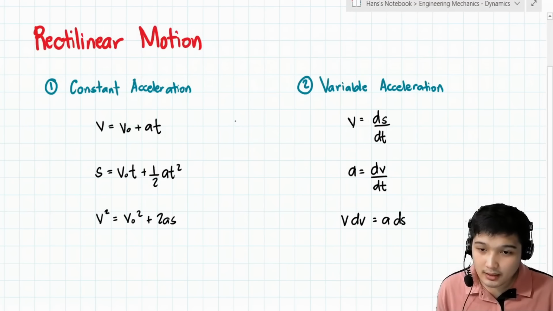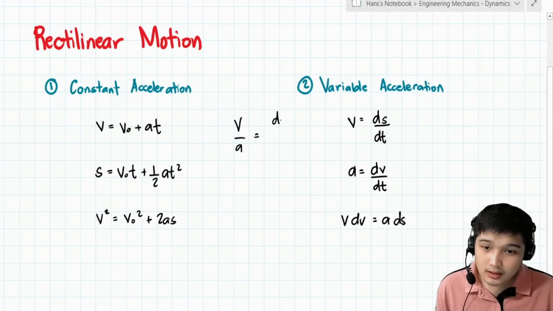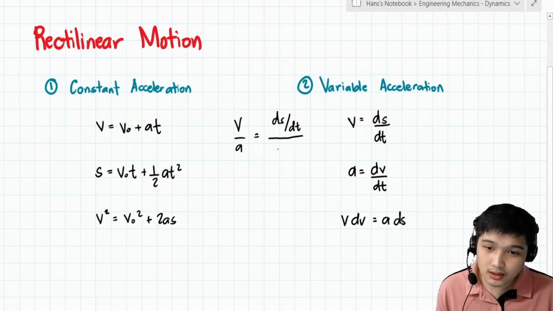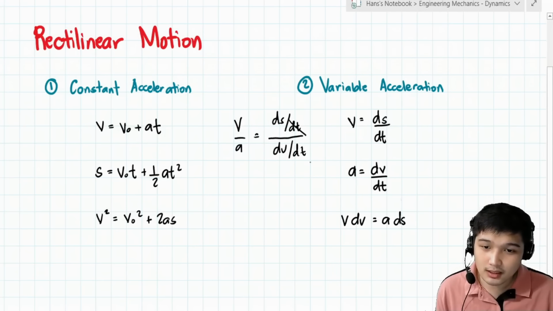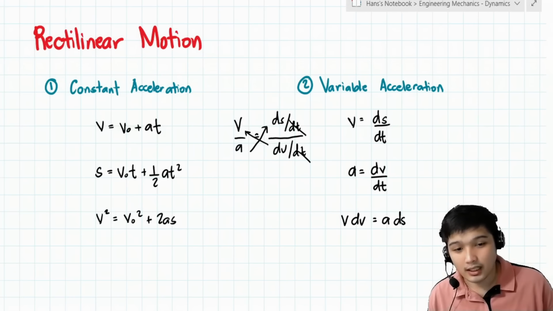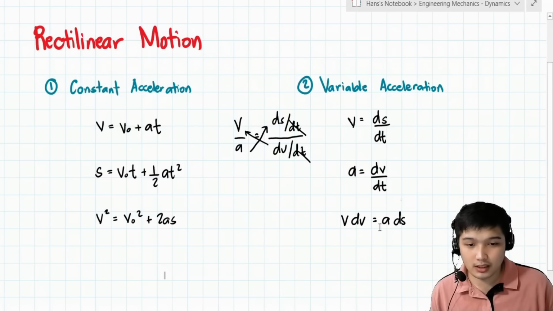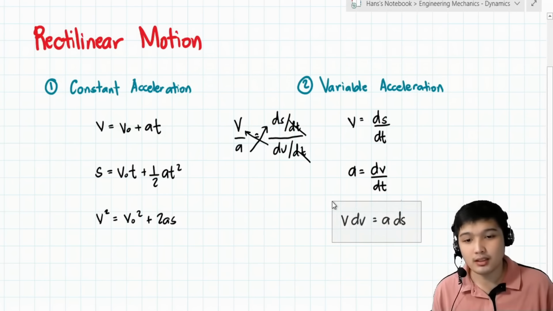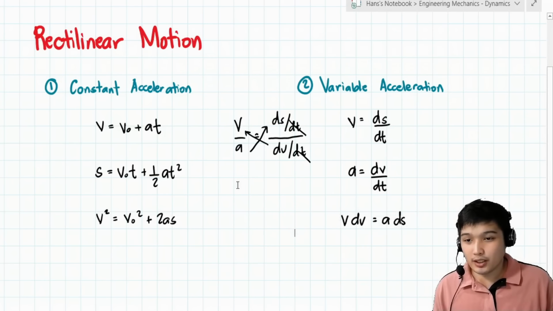Okay, so divide natin v over a. So magiging ds over dt, over dv over dt. So magka-cancel. So magka-cross multiply. So lalabas v dv is equal to cross multiply a ds. Okay, so meaning to say, kahit wag mo na tong kabisaduhin. Okay, so yan yung mga formula natin.